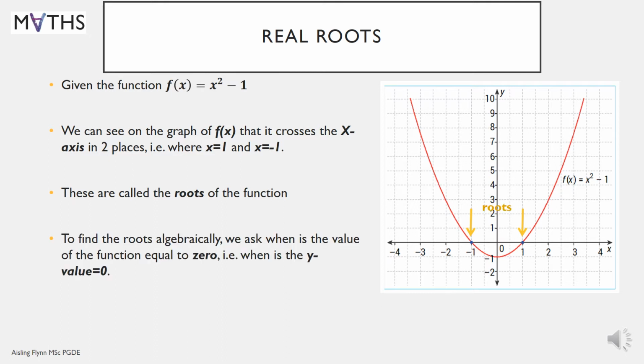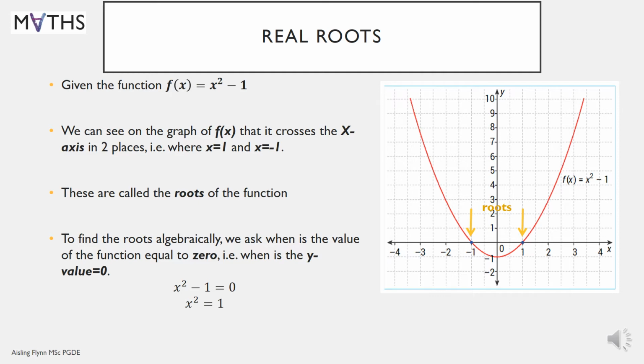To find the roots algebraically, so using algebra, we ask when is the value of the function equal to 0? So when is the y value equal to 0? So we put our function x squared minus 1 equal to 0. In this case we can solve by adding 1 to both sides, and we get x squared equals 1.